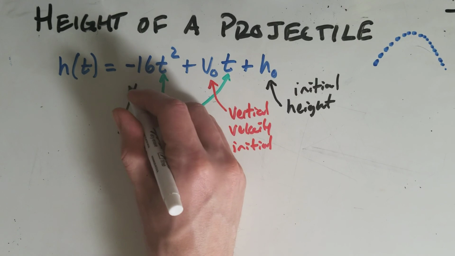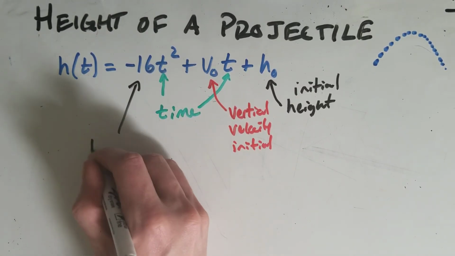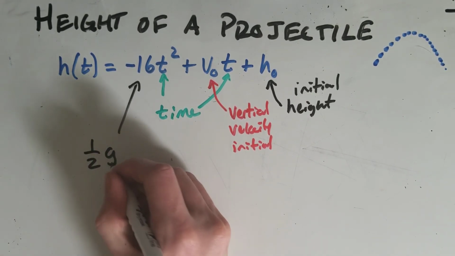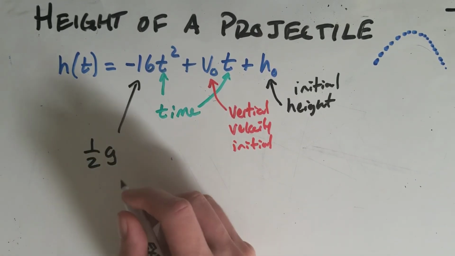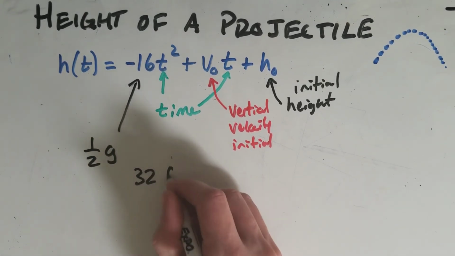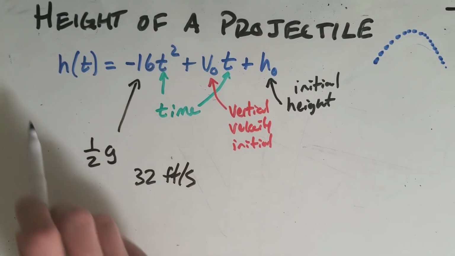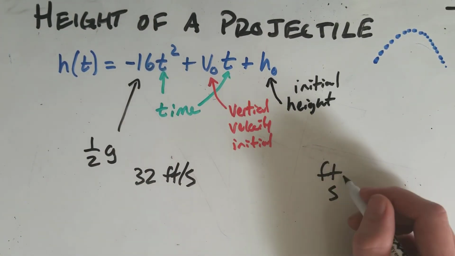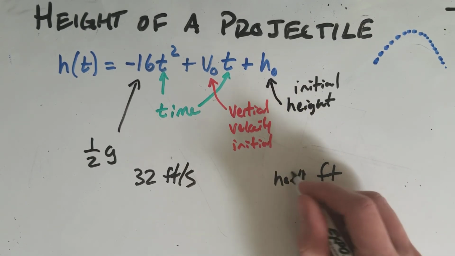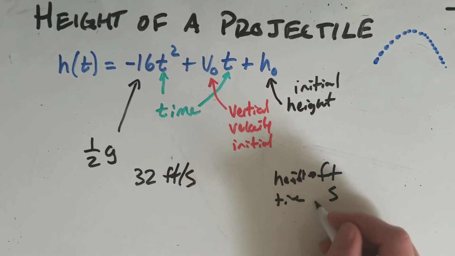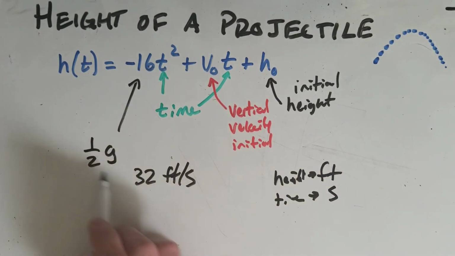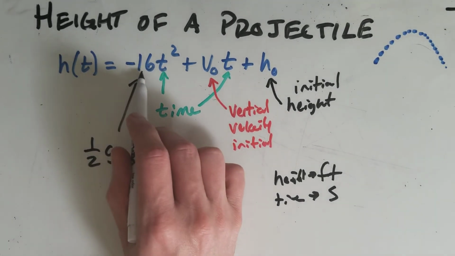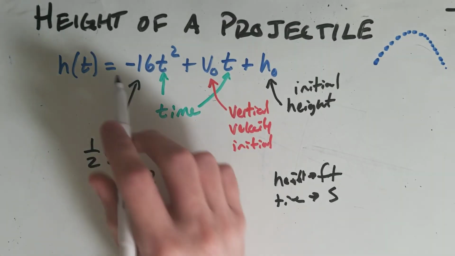This negative 16 is actually 1/2 of acceleration, but in this case acceleration is gravity. So gravity, if you don't know, goes at 32 feet per second. In this whole formula, we're going to be using the units of feet and seconds. So the height will be in feet, and the time will be in seconds. So 32 feet per second is how fast gravity pulls you down. So 1/2 of that would be 16. Since gravity is pulling you down, it's going to be negative.